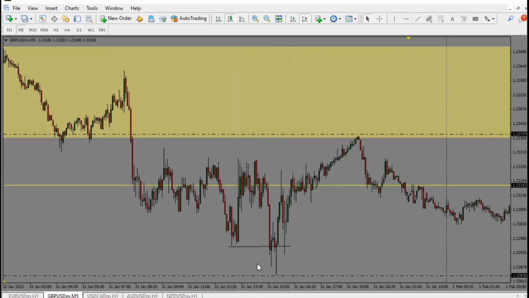Let's say we have this marked here, and we want to buy here, because we know that when the price is taking out liquidity, there can either be a retracement, a reversal, or a continuation. There can be any of the three. But how do we know if it's a retracement or a reversal?